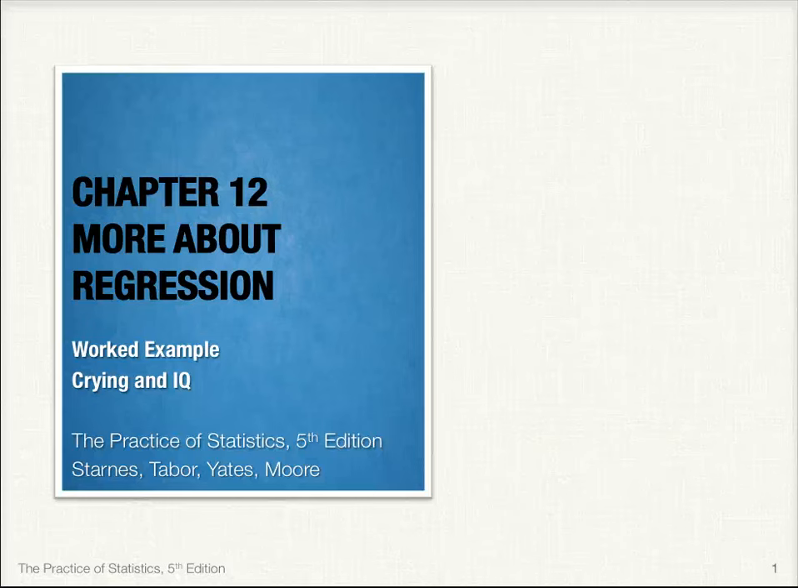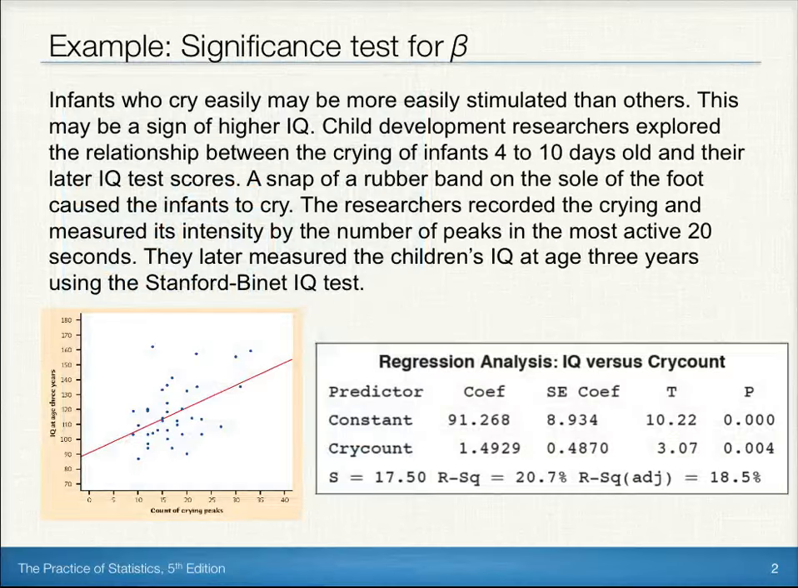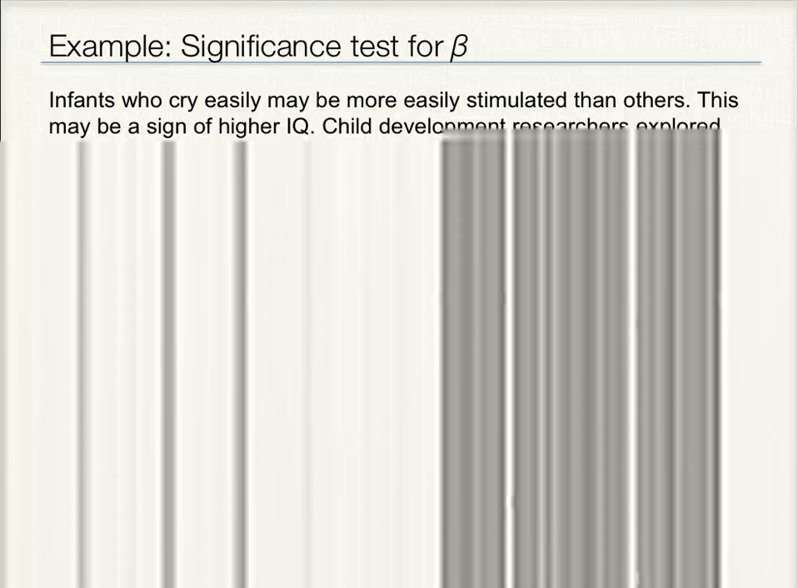In this example, we'll use some Minitab output to perform a significance test for beta. Infants who cry easily may be more easily stimulated than others. This might be a sign of higher IQ. Child development researchers explored the relationship between the crying of infants 4 to 10 days old and their later IQ test scores. A snap of a rubber band on the sole of the foot caused the infants to cry.